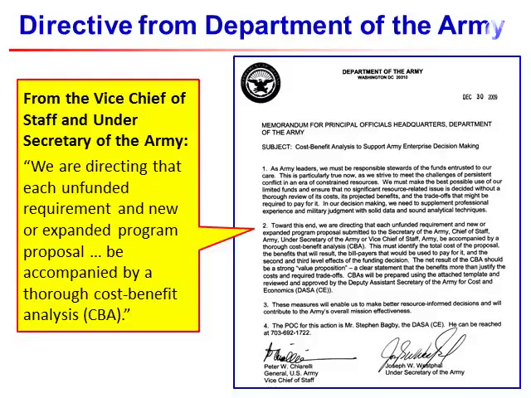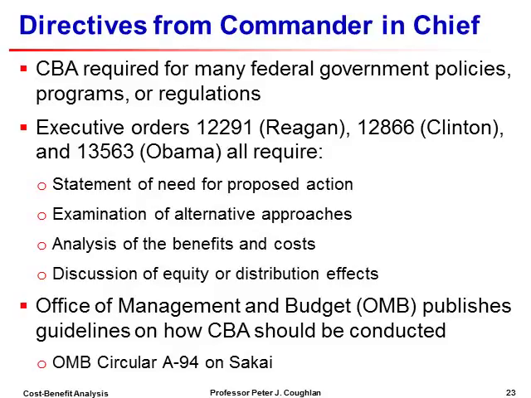Cost-benefit analysis is also something that's required in the federal government overall. It's required for many federal government policies, programs, or regulations. Republicans and Democrats, Reagan, Clinton, Obama, have all issued specific executive orders requiring that any new or even existing or continued federal government policies, programs, or regulations must have a statement of the need for the proposed action, an examination of alternative approaches, what could we do instead, an analysis of the benefits and costs, and a discussion of the equity or distribution effects.